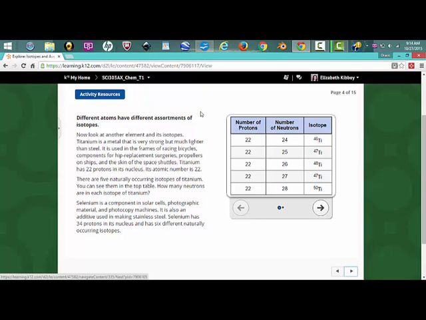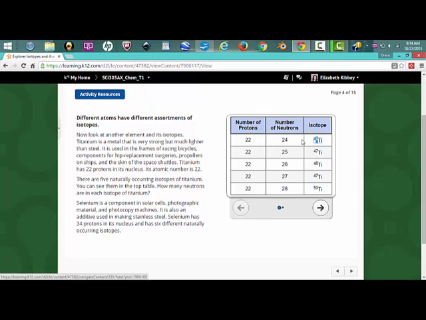Different atoms have different assortments of isotopes. So looking at this one, there are 22 protons, so we know that this is the element titanium. But the number of neutrons varies: 24, 25, 26, 27, 28. Therefore, increasing the number of neutrons while having the number of protons stay the same makes all of these isotopes. See, there's 46 titanium, 47 titanium, 48 titanium, and I'm assuming this is 49, just a typo, and 50 titanium.